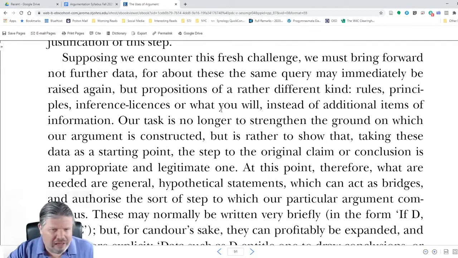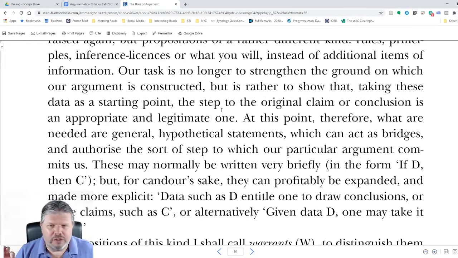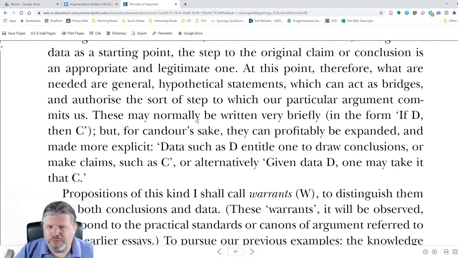What are needed are general hypothetical statements which can act as bridges and authorize the sort of step which our particular argument commits us. They normally may be written very briefly in the form if D, then C. That's kind of like from formal logic or the way philosophers look at argumentation. But for candor's sake, candor meaning like common speech, just the way people normally talk, they can profitably be expanded and made more explicit. Data such as D entitle one to draw conclusions or make claims such as C, or alternatively, given data D, one may take it that C.